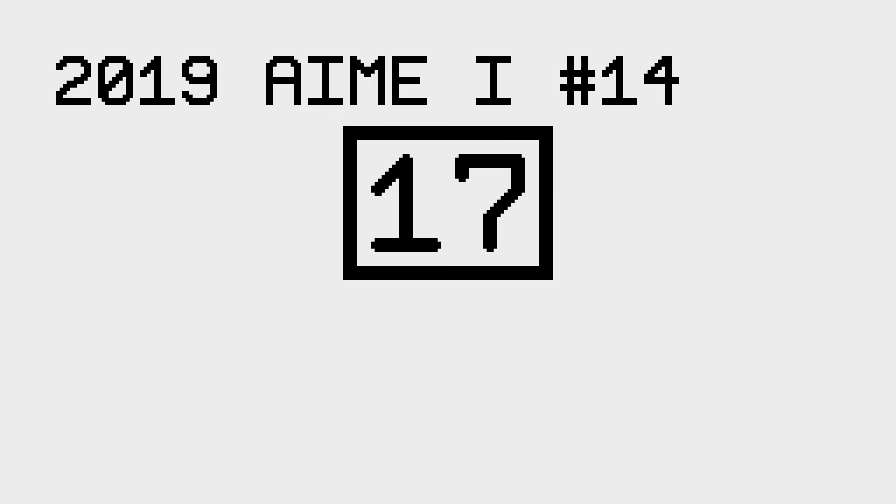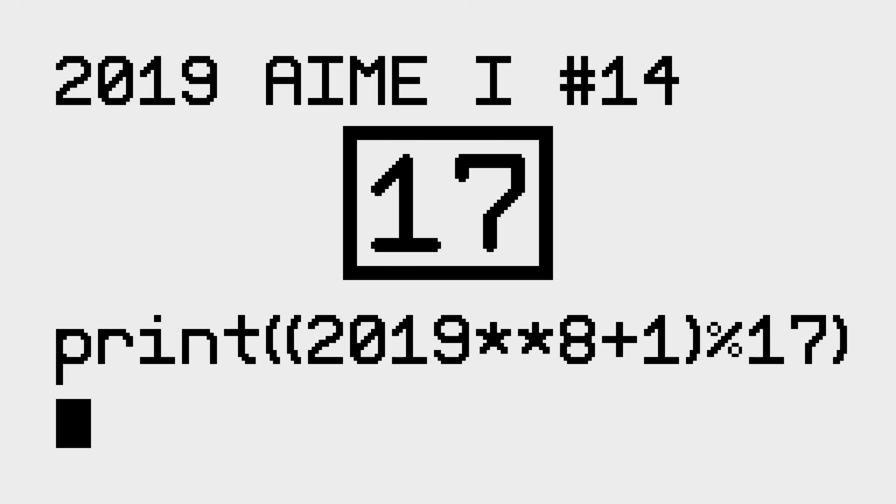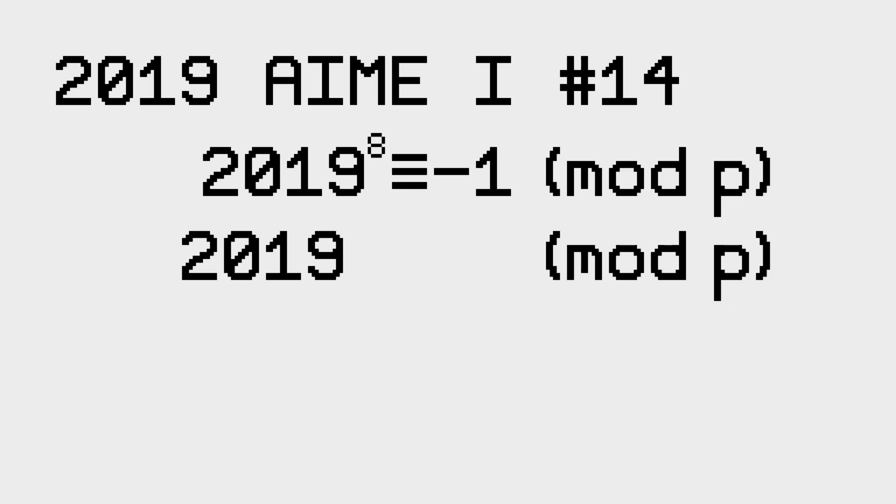If we ask a program to print the quantity 2019 to the power of 8 plus 1 % 17, we should get 0, because Fermat's little... Wait, what? Okay, so what we need to be careful of is the fact that 2019 to the power of 8 is congruent to negative 1, but 2019 to the power of 16 is congruent to positive 1.